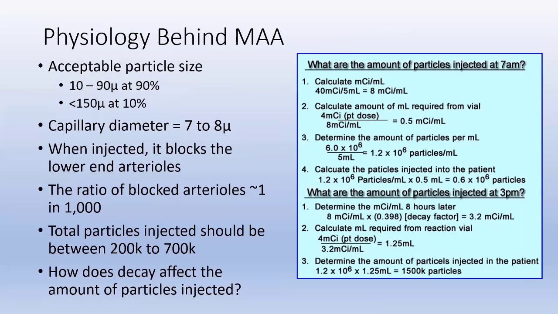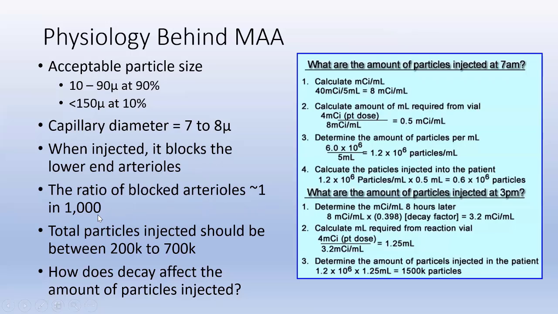When you make your MAA and you wait and inject it 7 hours later, 8 hours later, you go beyond that expiration time, then you're going to be injecting more particles into that patient. So let's take a look at the physiology behind this. First of all, the acceptable range of particles: the size of the particle should be between 10 and 90 microns at 90%, nothing greater than 150 at 10%. The capillary diameter is 7 to 8 microns. Therefore, we can conclude that we're blocking somewhere towards the terminal end of the arteriole, but probably not quite there.